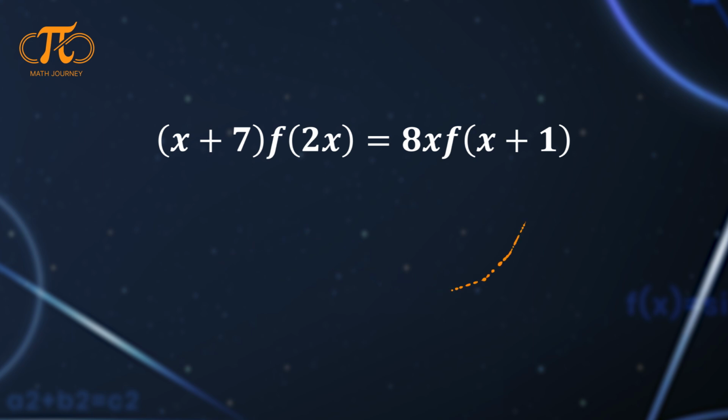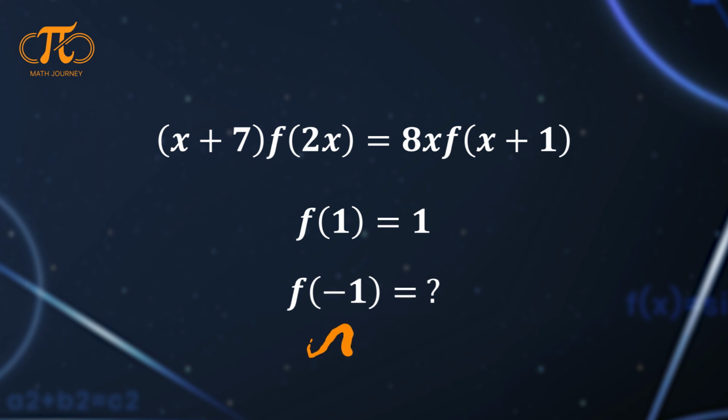So here's the setup. We have a polynomial function, which we'll call f(x). And it's given that it satisfies the following equation for all real values of x: (x + 7) f(2x) = 8x f(x + 1). We also know that f(1) = 1. The problem needs us to find the value of f(-1).